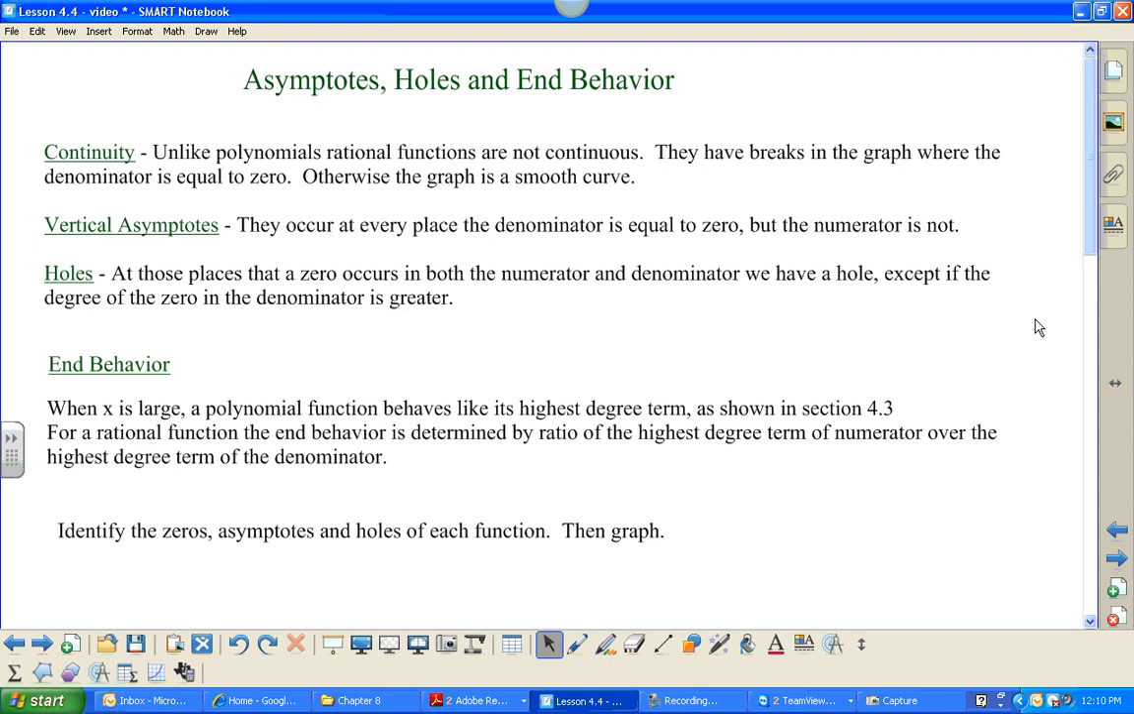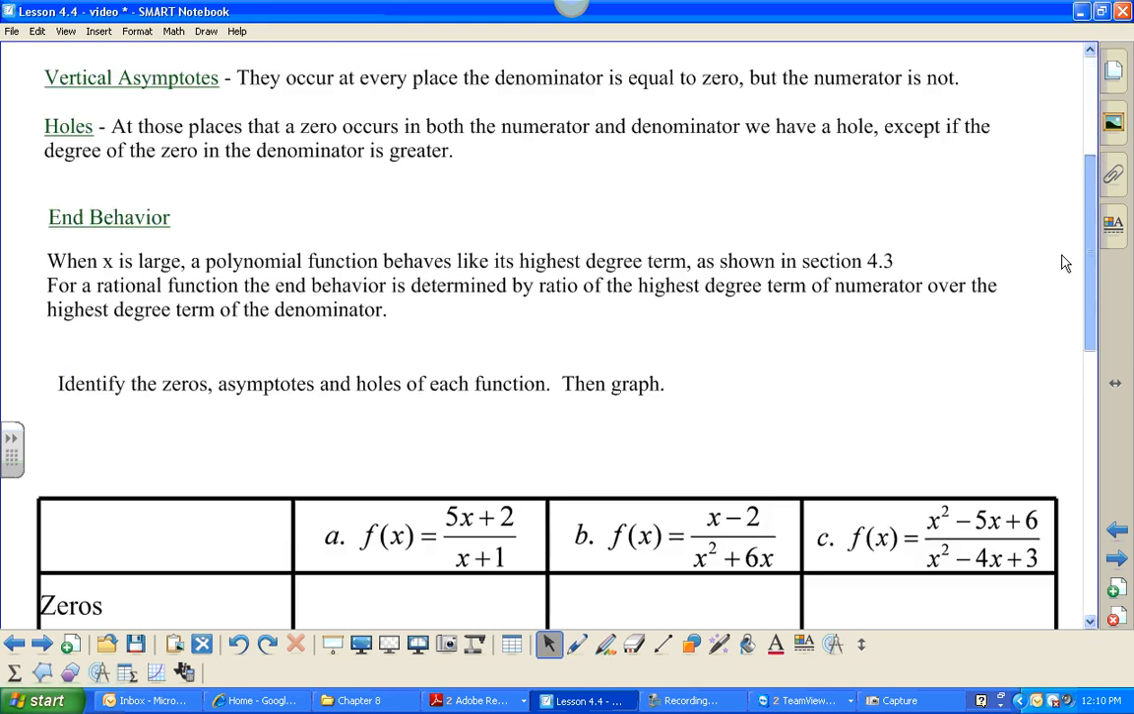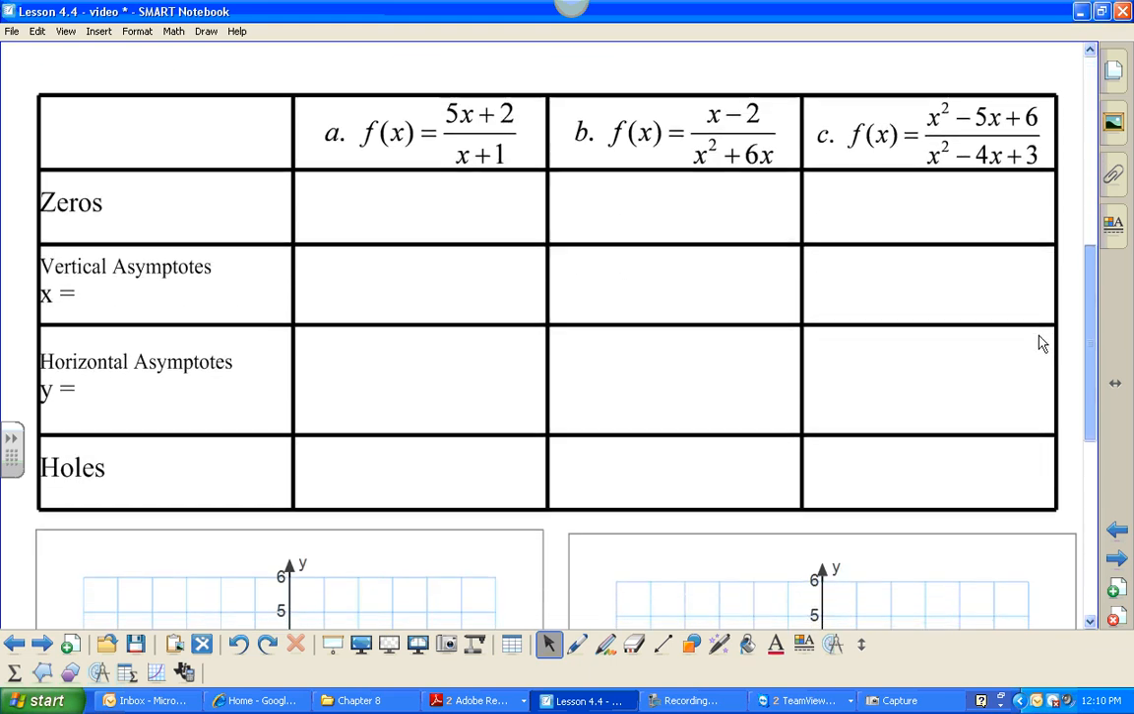So we're going to identify the zeros, asymptotes, and poles of each function below, and then we're going to actually look at graphs of them. So I have three functions here, A, B, and C, and I have made a table to find the zeros, vertical asymptotes, horizontal asymptotes, and poles if there are any. So let's look at letter A first of all.